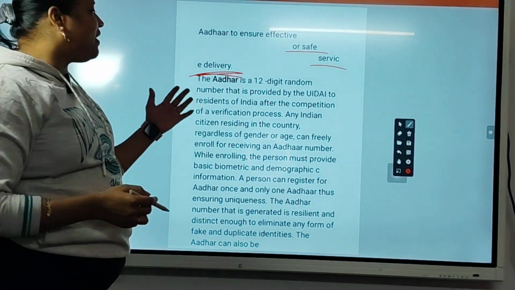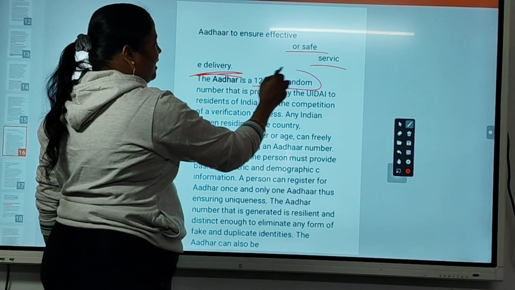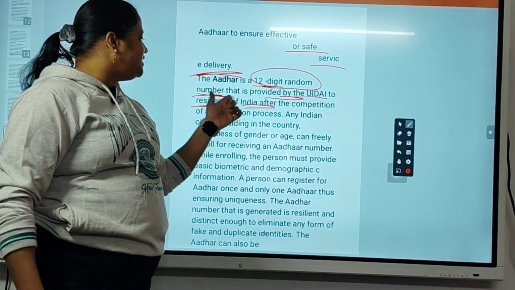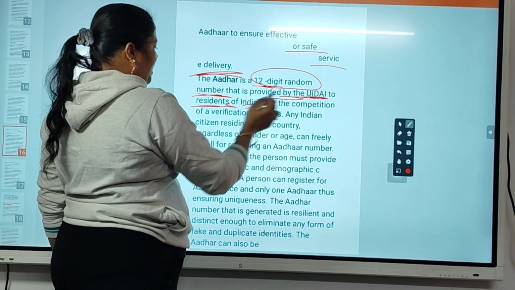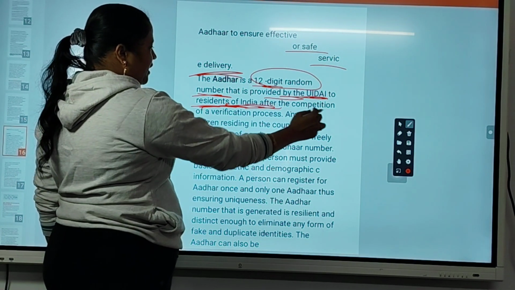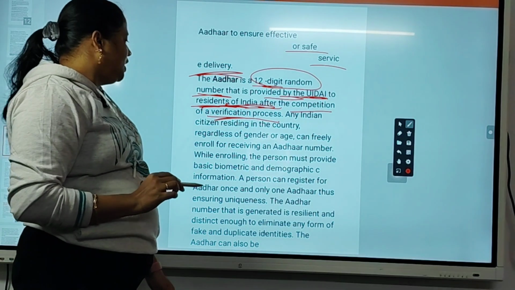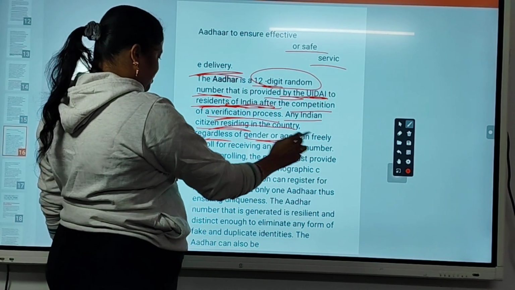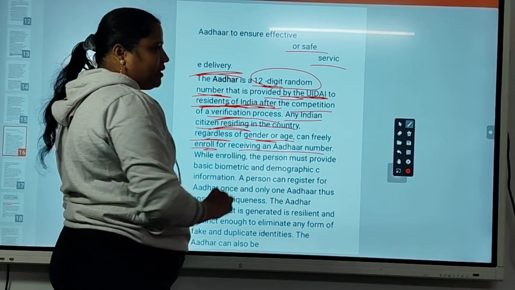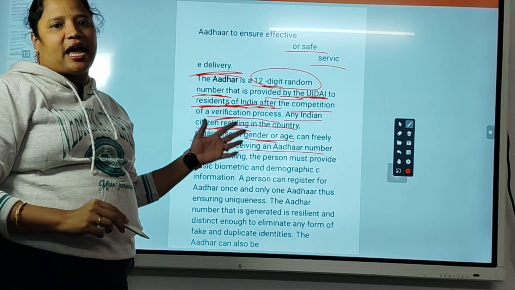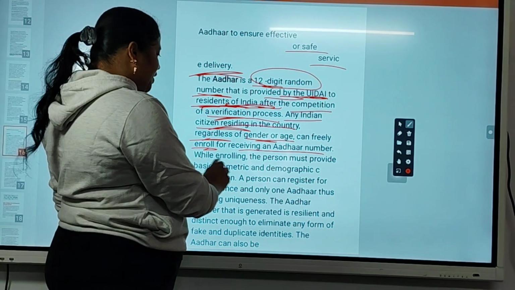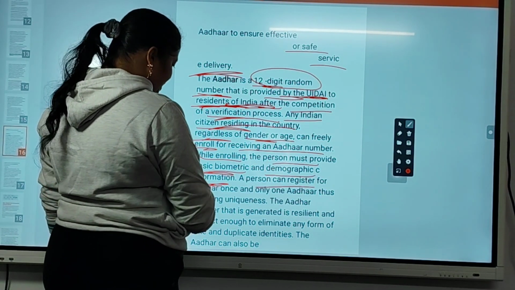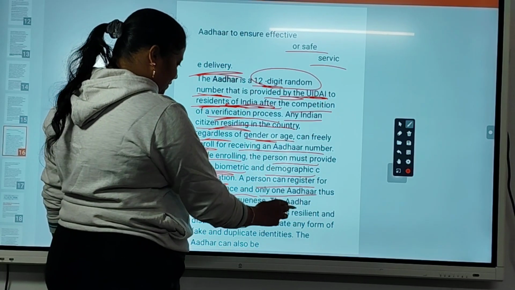Aadhaar, everyone might know. Aadhaar is a 12-digit random number that is provided by UIDAI to residents of India after completion of the verification process. So any Indian citizen residing in the country, regardless of gender or age, can freely enroll for receiving an Aadhaar number. So every person in India has to get one Aadhaar number. While enrolling, the person must provide basic biometric and demographic information. A person can register for Aadhaar once and only once.